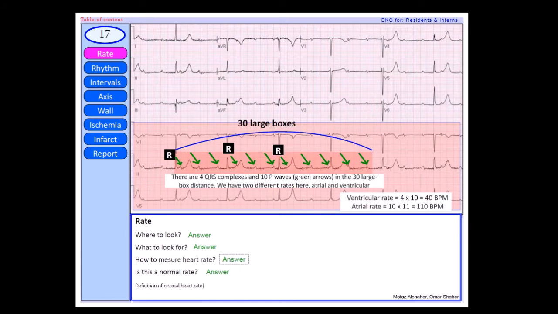Now, in the 30 large box distance, I can count 4 QRS complexes and 11 P waves. So we have 2 different rates here, the atrial and the ventricular. The atrial rate equals 11 times 10, that's 110 beats per minute, and that is fast. The ventricular rate equals 4 times 10, that is 40 beats per minute, and that is slow.